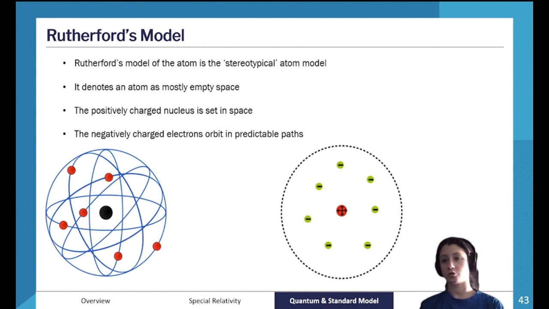You need to make sure you know these because this is explicitly mentioned on the syllabus. So Rutherford's model of the atom is the stereotypical one, the one you see in diagrams, in pop culture, like Big Bang Theory, that kind of thing. It denotes an atom with mostly empty space, a positively charged nucleus in the middle, and then the negatively charged electrons orbiting around in set predictable paths.